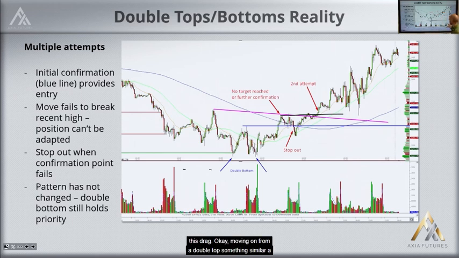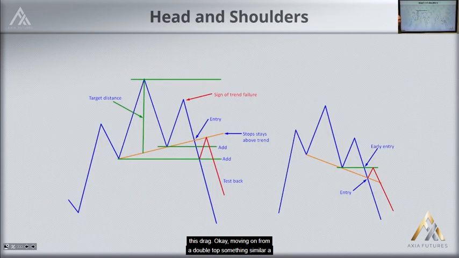Okay, moving on from a double top, something similar, a head and shoulders pattern. Ultimately, it's a reversal pattern from the end of a move. But the difference between a double top and a head and shoulders is the way the move ends. A double top essentially is a move ending with at least a short-term sideways range that then falls back on itself. A head and shoulders is a move ending with a failure of trend to continue.